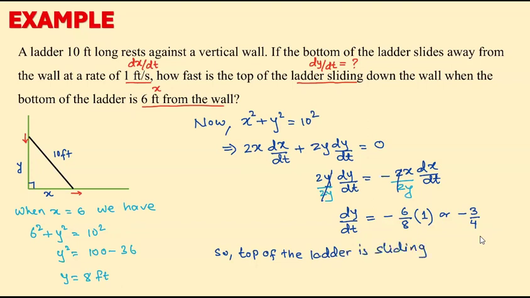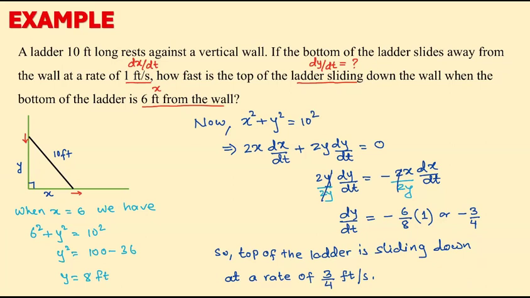Okay, it is sliding down, because the meaning of that negative sign is that it is sliding down at a rate of 3 over 4. The unit of length is feet here, and time is second. So 3 over 4 feet per second. So the top of the ladder is sliding down at the rate of 3/4 feet per second.